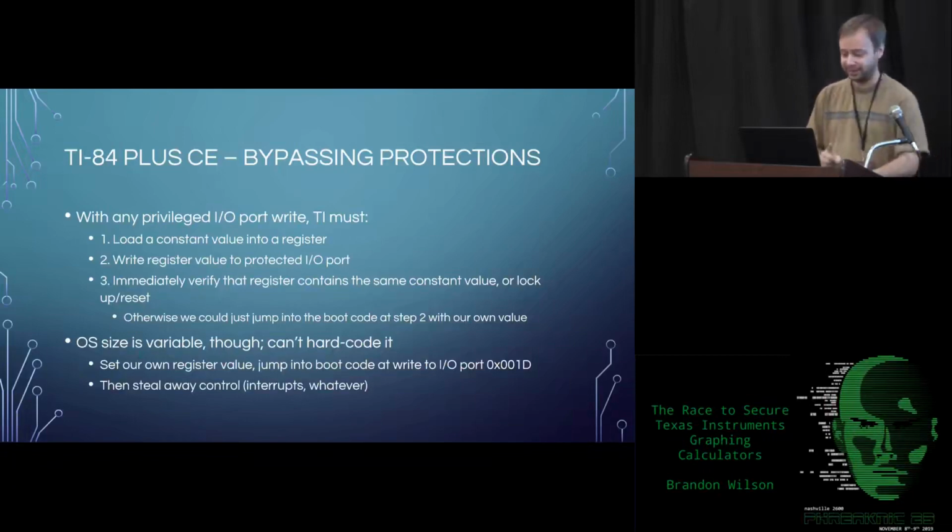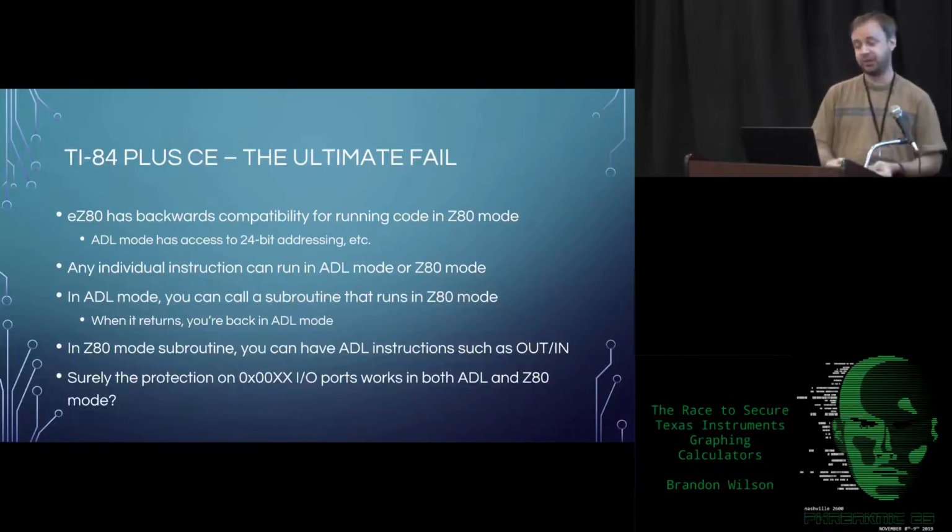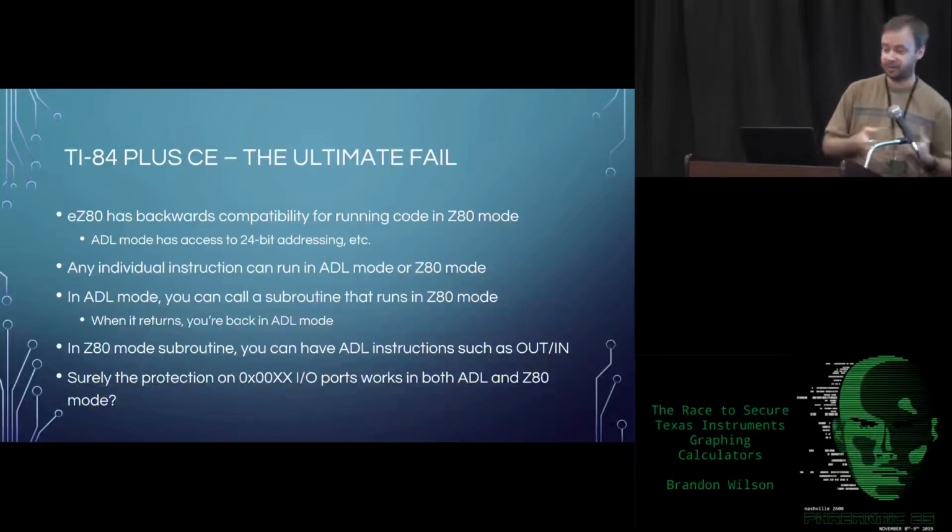There's a method that's even dumber though. The eZ80, as I said, has backwards compatibility for running code in Z80 mode. The eZ80 mode has something called ADL mode. That's where 24-bit addressing comes into play. But even better, any individual instruction can run in ADL mode or in Z80 mode. So in ADL mode, you can actually call a subroutine that runs in Z80 mode, and then when it returns, you're back in ADL mode.